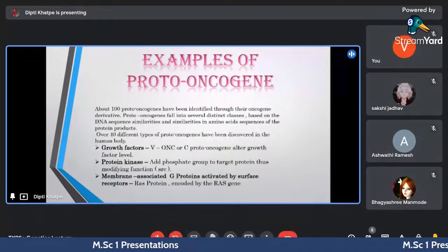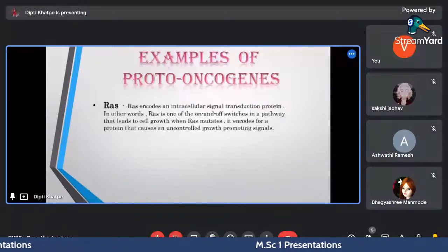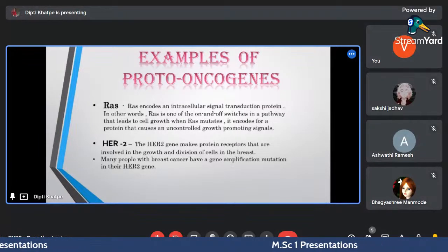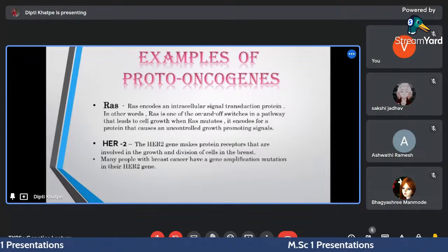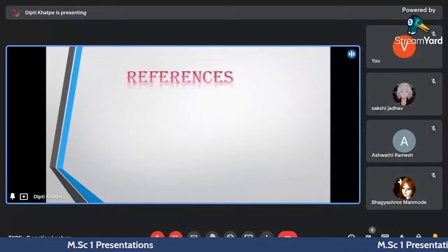And the last is cyclin D. Cyclin D's normal job is to deactivate the protein called the RB tumor suppressor. When cyclin D mutates, it can no longer accomplish this, causing uncontrollable cell growth. These are my references. Thank you.